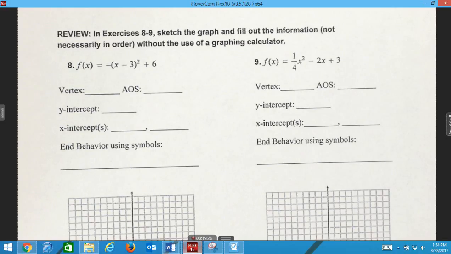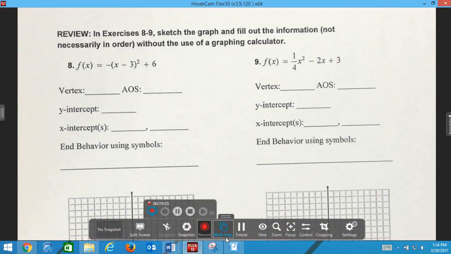Right here where it says end behavior using symbols, that's where I'm talking about writing f of x approaches some sort of infinity as x approaches some sort of infinity. Write it that way so that we practice it before Friday. We'll make sure we see it again before Friday, okay? All right, so go ahead and get started. Ask me questions if you have any, when you have them.